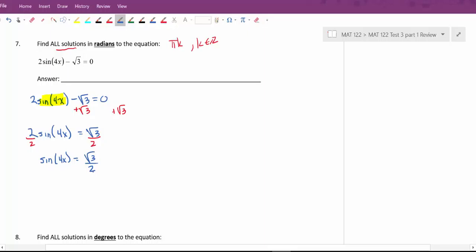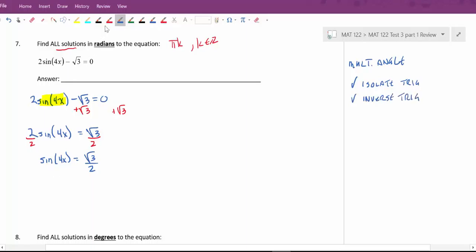Now, the steps on this are what we call a multiple angle equation, because there's a period change. There's 2x, 3x, 4x, something instead of just x. So what you want to do, again, is isolate the trig function that you're solving. Then you do the inverse trig of both sides.